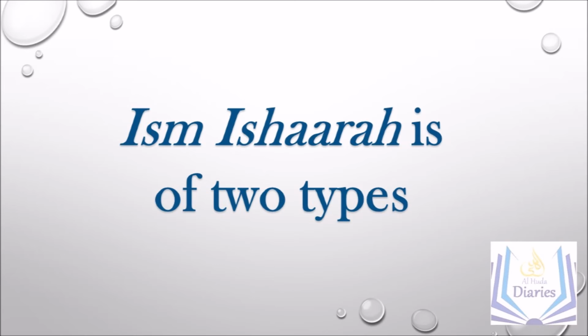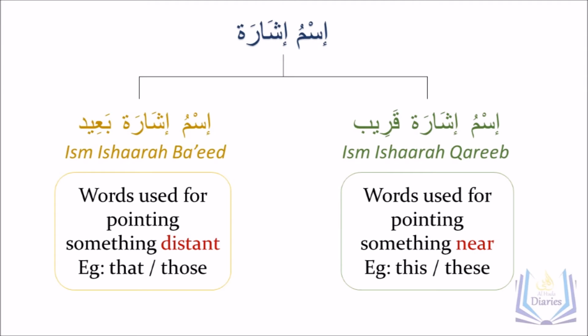Firstly, know that ism ishara is not just limited to hadha and hadihi. There are other words as well. Actually, it can be of two kinds. One, ism ishara qareeb, words used for pointing at something near. And two, ism ishara ba'id. These are words for pointing out something distant.